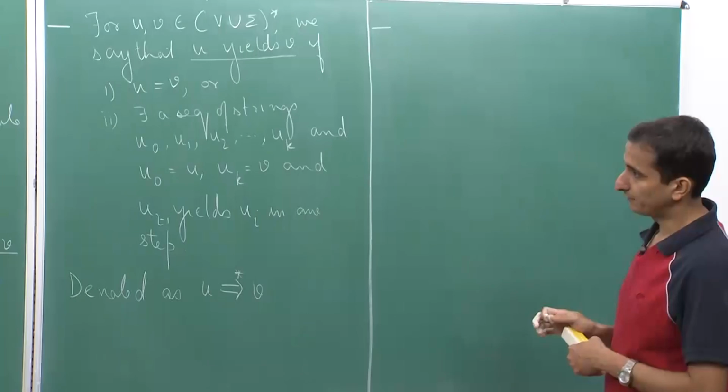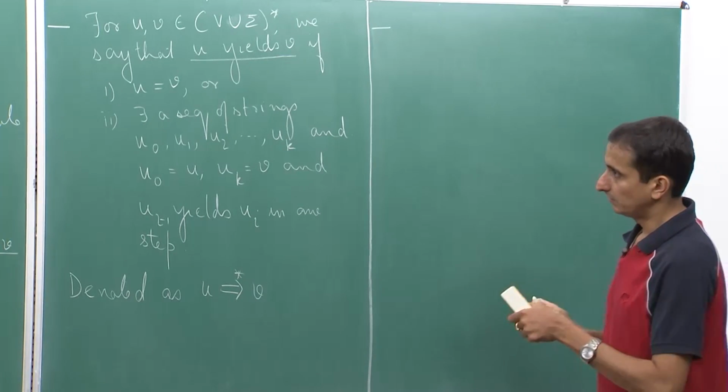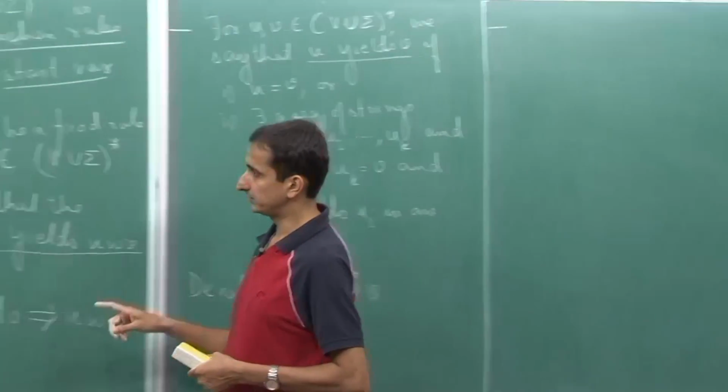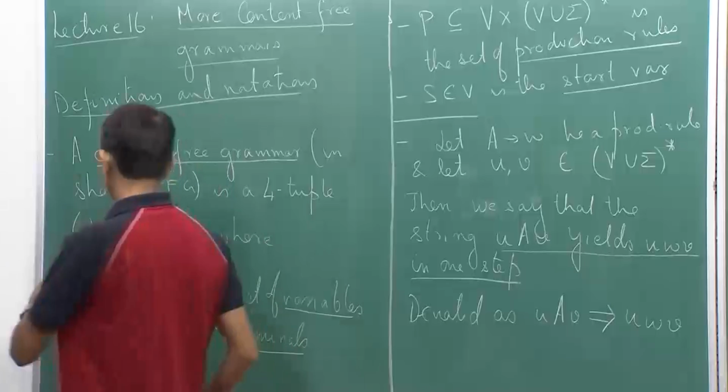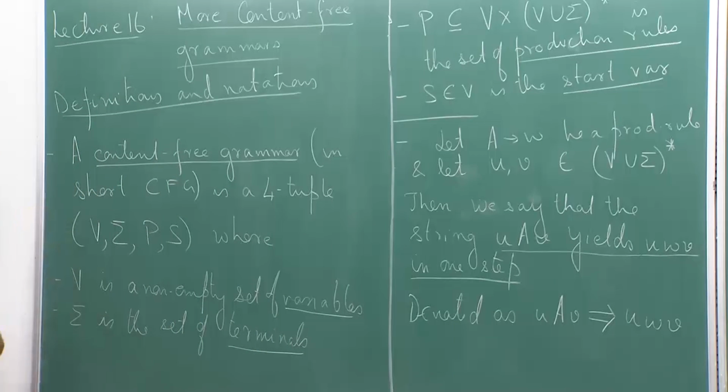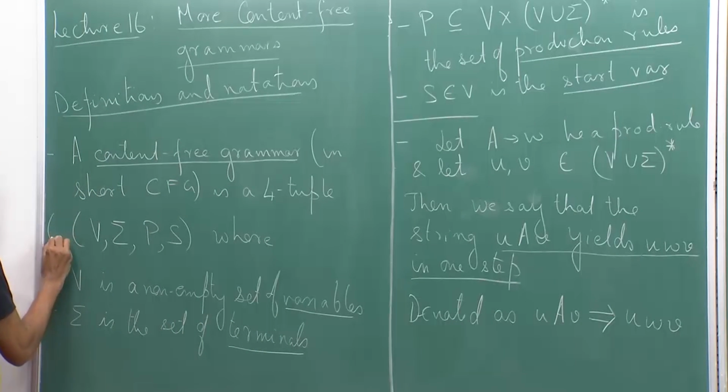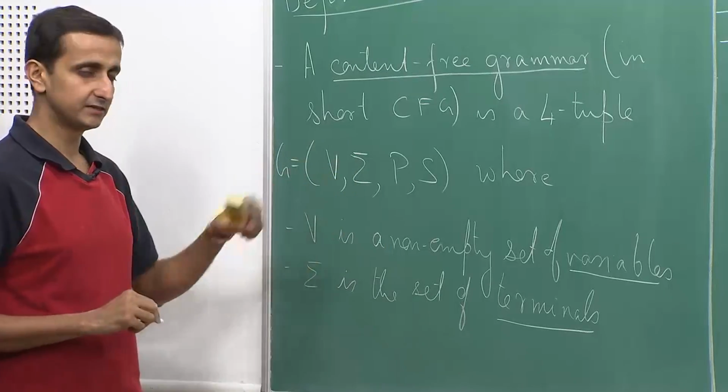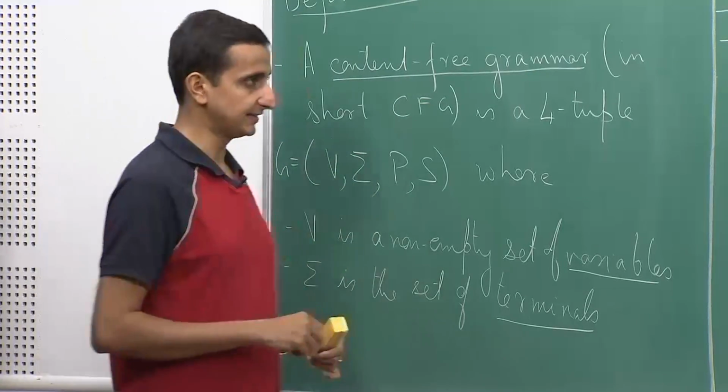So, now that we have a grammar, let me go to the definition of this grammar and give this a name. Let us call this grammar G. Okay, so, we have this grammar (V, Sigma, P, S).